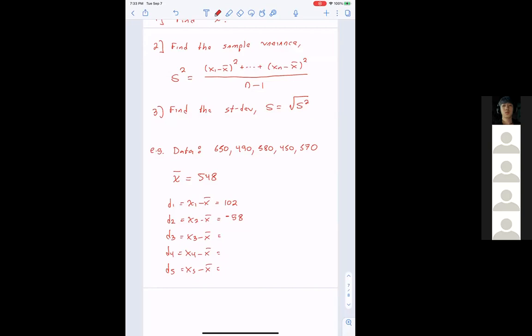What's the third one? It'll be 580 minus 548, which is 32. What's the fourth one? Negative 98. And what's the fifth one? 22. And when you add them all together, not that we have to do this for this particular problem, but it's illustrative, what do you get?